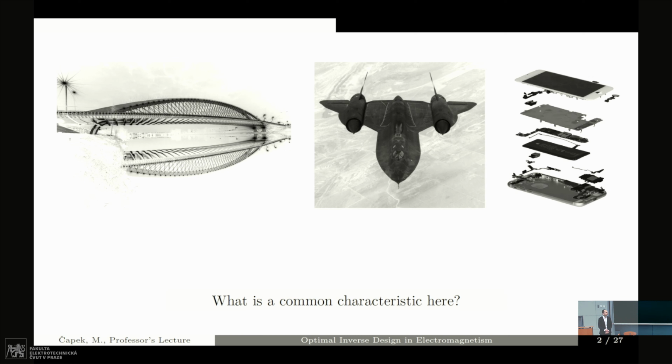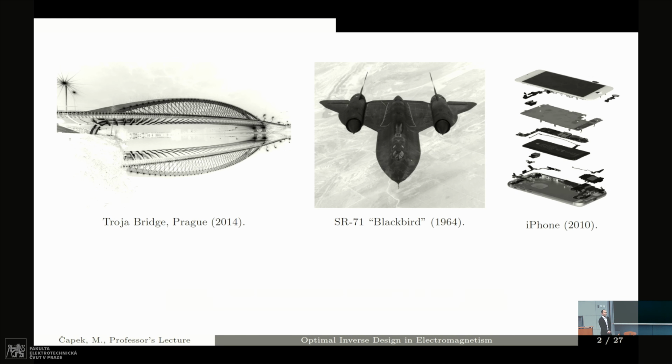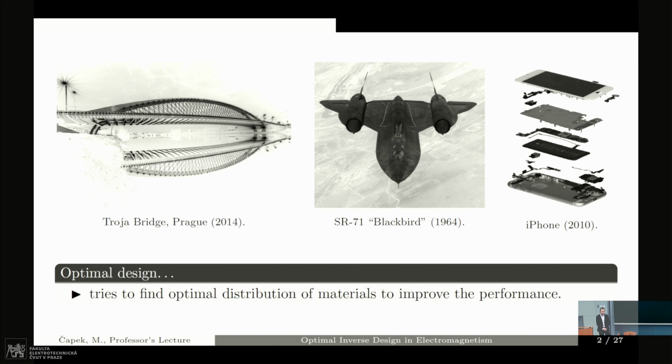Well, this should not be a torture, so I can tell you my opinion. Actually, all of them were considered at their time to be optimally designed for given parameters. That's the Troja Bridge, a famous spy plane, and a cell phone. And this actually brings us to the topic of this presentation. We will discuss what optimal design is, how to achieve it, what its properties are, and so on.